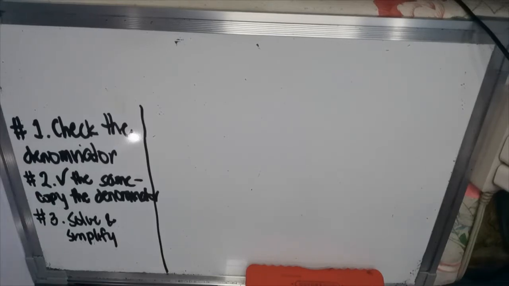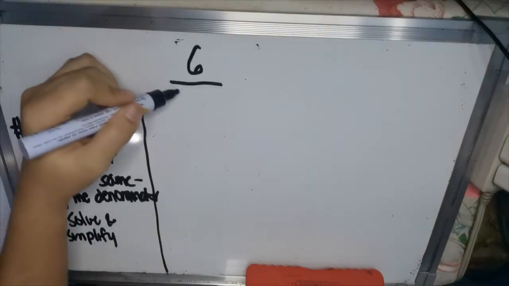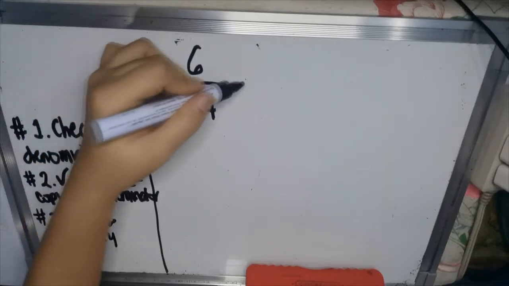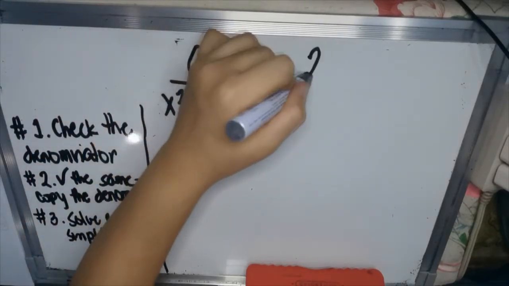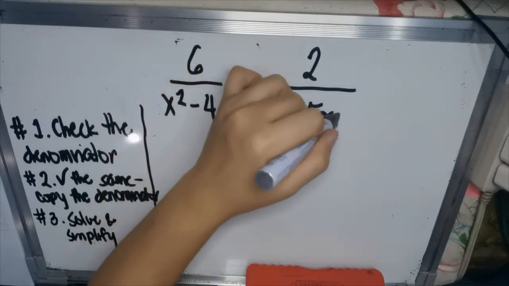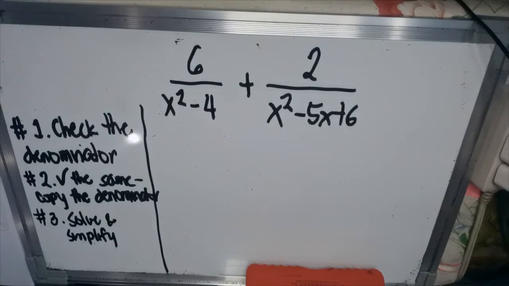So, say for example, our given is, you are asked to find the sum 6 over x squared minus 4 plus 2 over x squared minus 5x plus 6. Okay? Suppose iyan yung given natin. So, paano natin sisimulan iyan? So, check the denominator. Magkaiba po. So, hindi natin pwedeng i-apply yung copy the denominator since magkaiba.